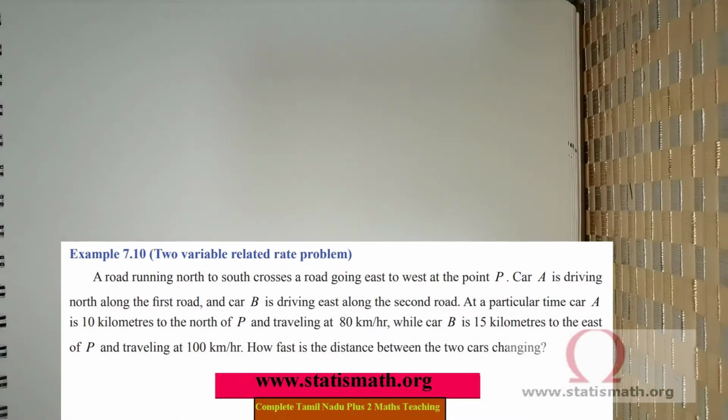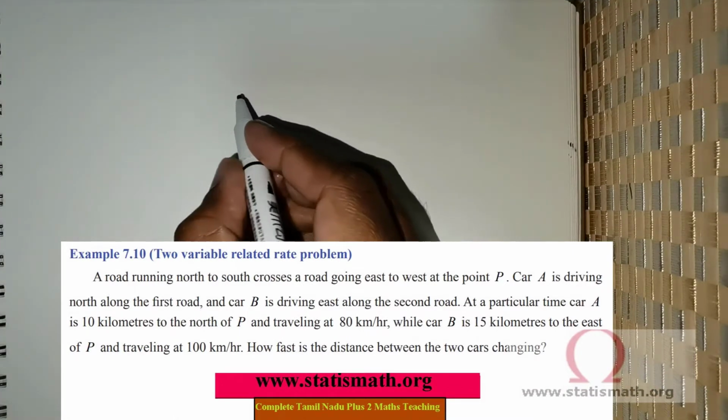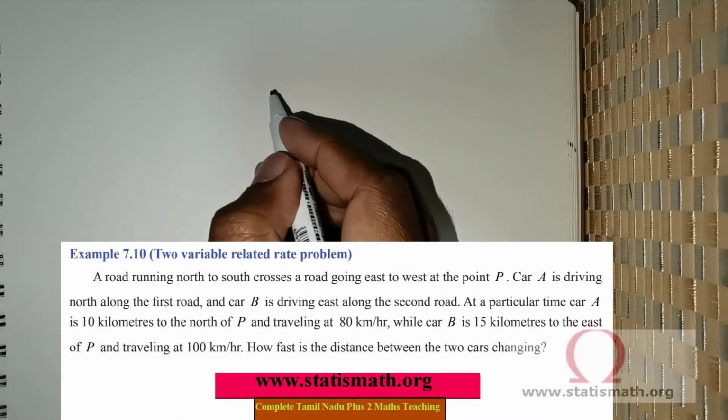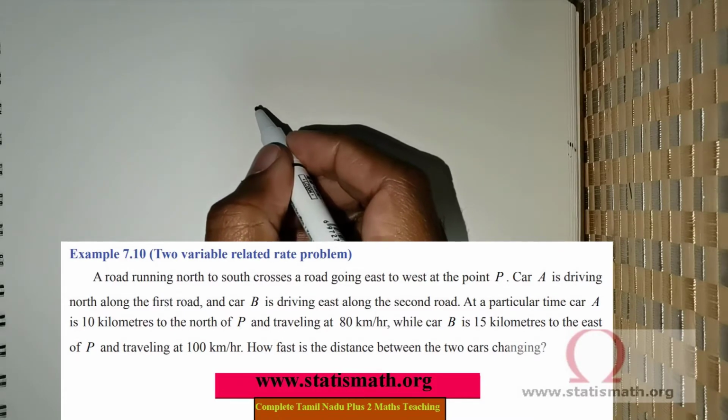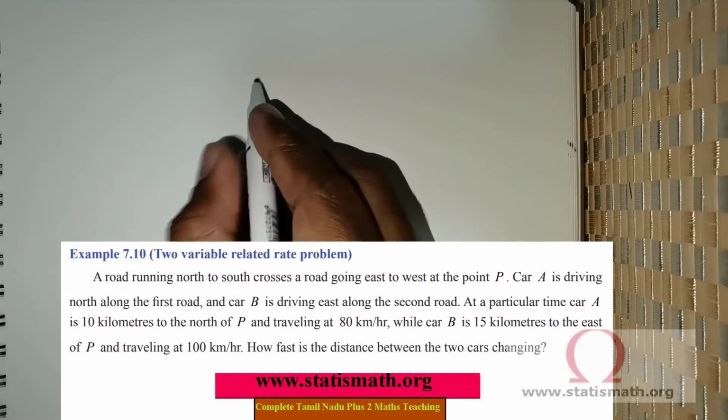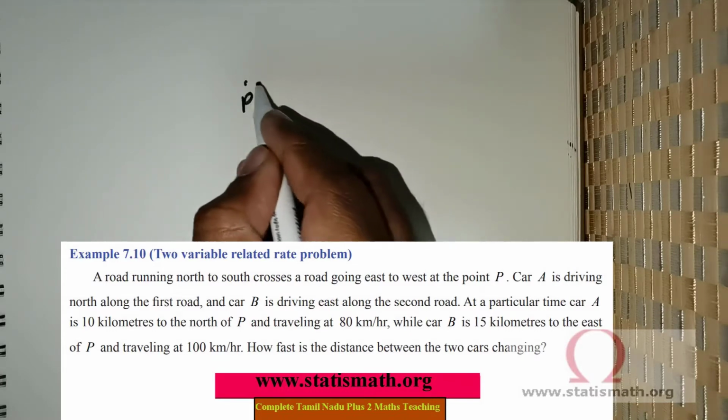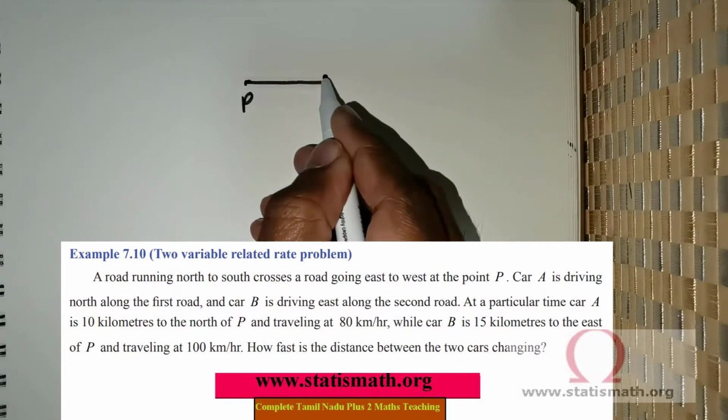Students, we are given this question. A road is running north to south, crosses a road going east to west at a point P. So we are given a point P. Okay, so you got roads running.